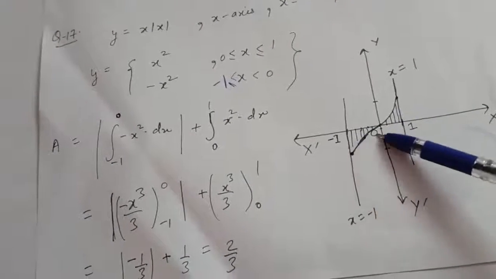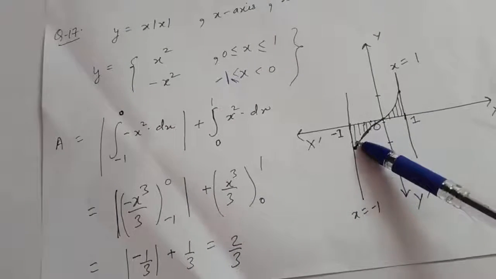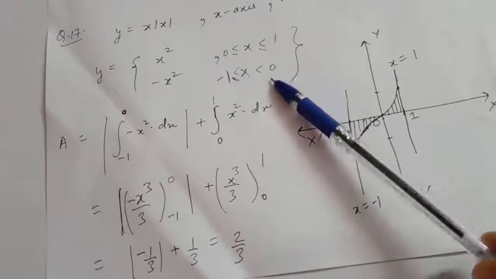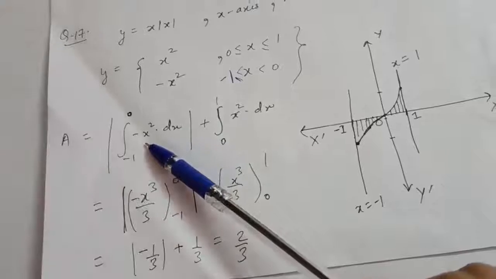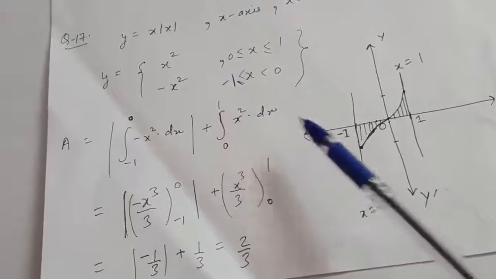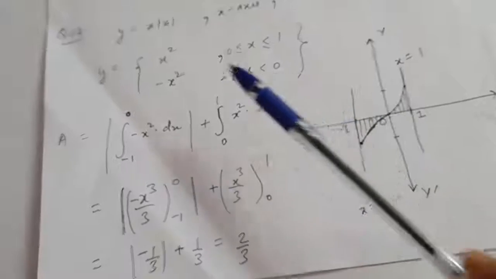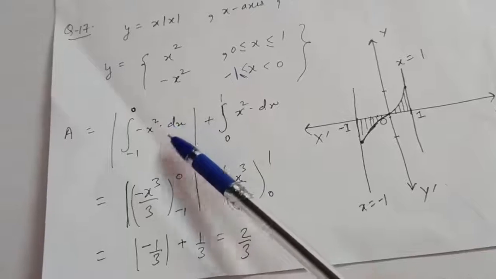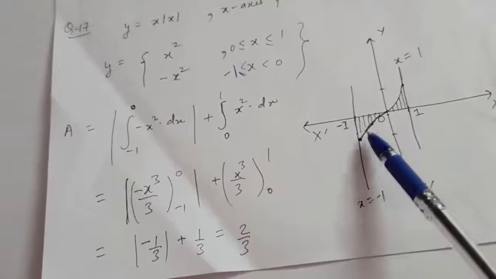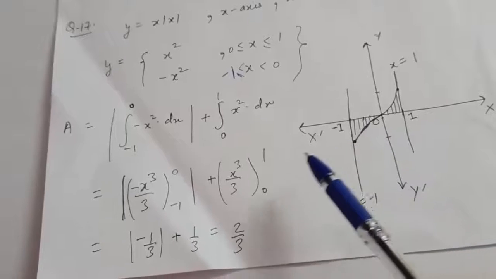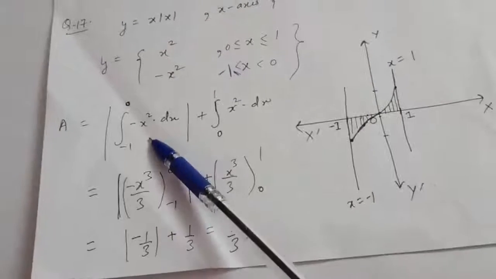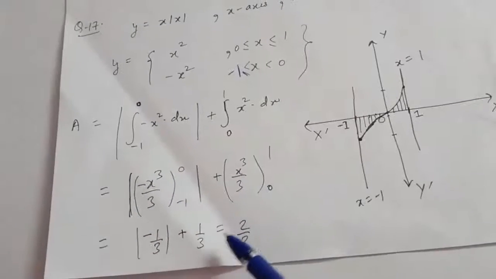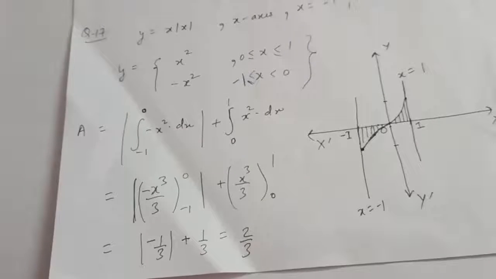Now from the limit -1 to 0, the function will be of this curve. From -1 to 0, you can see the value of y is -x square, and from 0 to 1 the function is y is equal to x square, right? We will take the absolute value of this also because this curve lies below the x-axis. Now solve the integral. This will be -x cube upon 3. This will be x cube upon 3. Put the limits. You will get the value as 2 by 3.